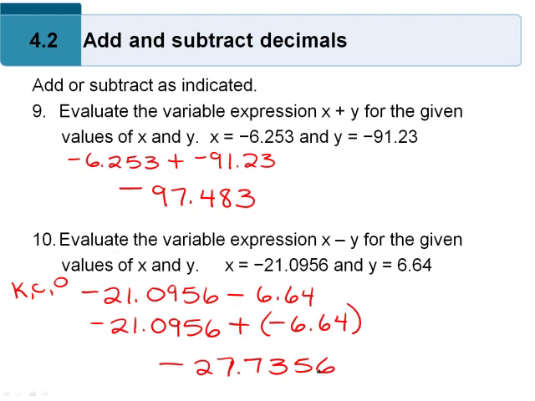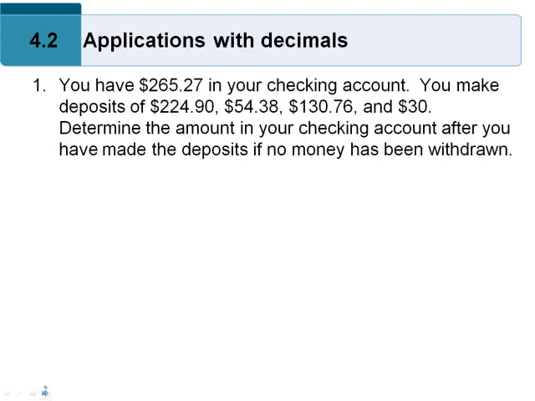7.7356. And it's a negative. And that would be it. All right. Now, here's some application problems.